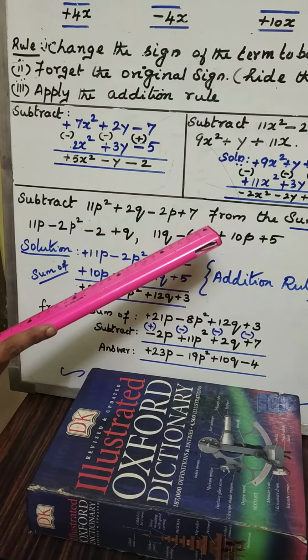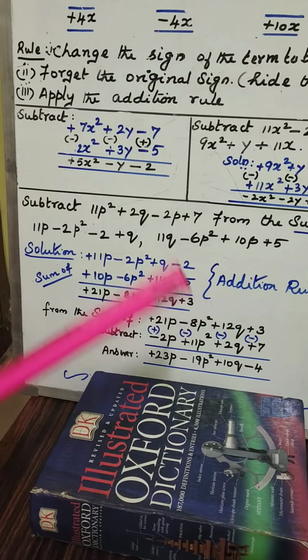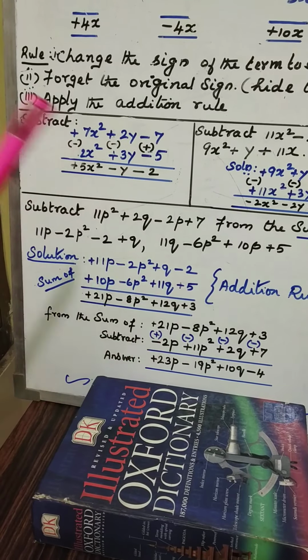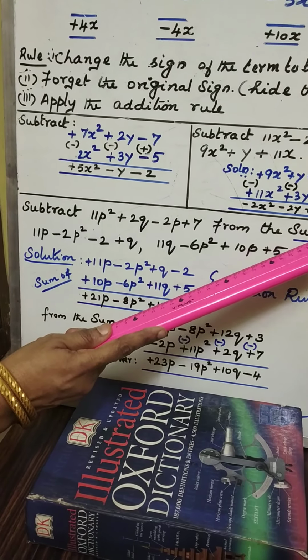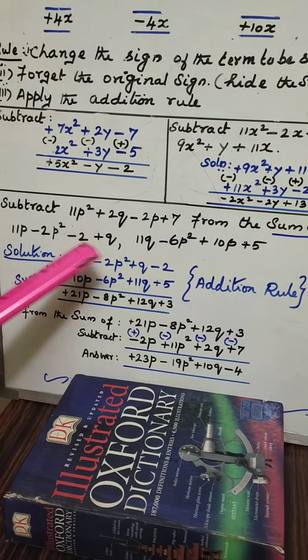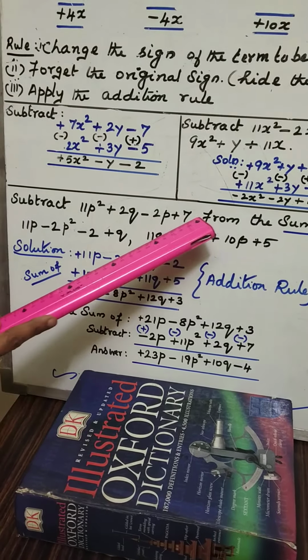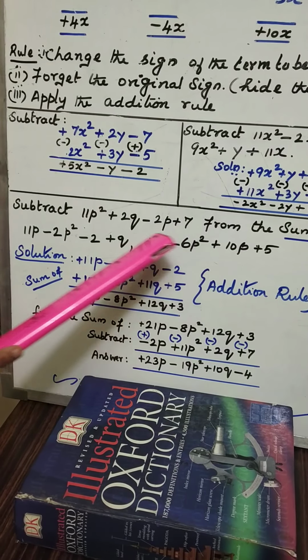Now you should be very careful. Once you read it, read the sum a second time also. Afterwards only you will come to know what is the sum of. It is given, see, subtract, but here sum of. Sum of these two terms you have to do first, because from the sum of, you must add these two terms.